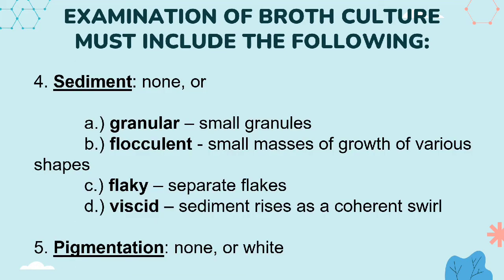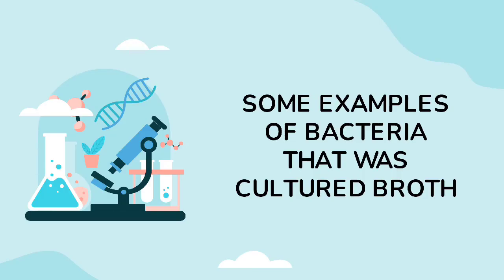Next is the sediment, wherein granular means it has small granules. It is called flocculent if it has small masses of growth of various shapes, flaky if it has separate flakes, and viscid if sediment rises as a coherent swirl. Next is the pigmentation. It is none or white. But some bacteria cause pigmentation in the broth, such as black and red, rather than white, which is the most common.